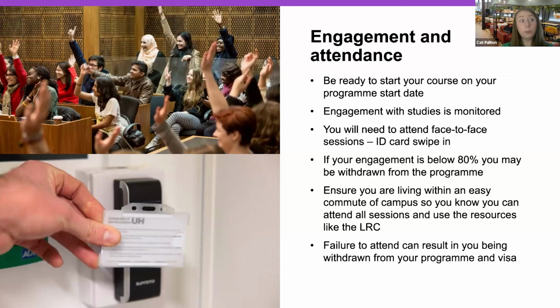Now, if your engagement does drop below 80%, this can get quite serious. You might be withdrawn from the programme. It could even result in your visa being withdrawn. So do make sure that you are attending. That's the main reason that you're coming to Herts, to the UK, to get that education. You'll get better marks if you're attending sessions, because things are going to make more sense to you because you've not missed any of the classes.